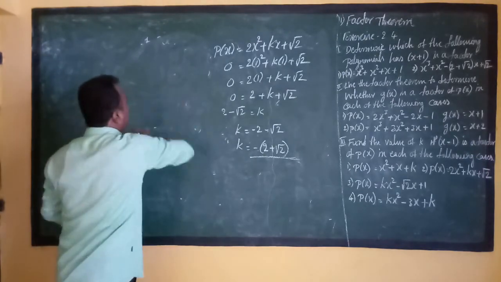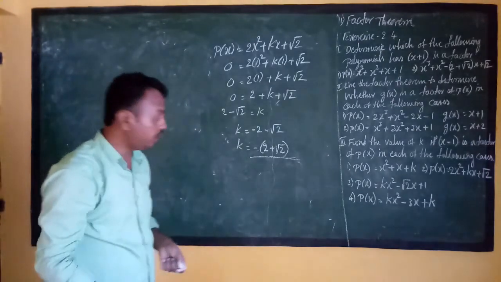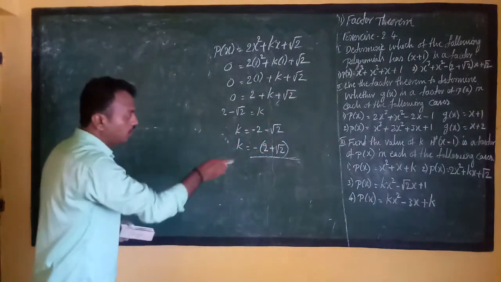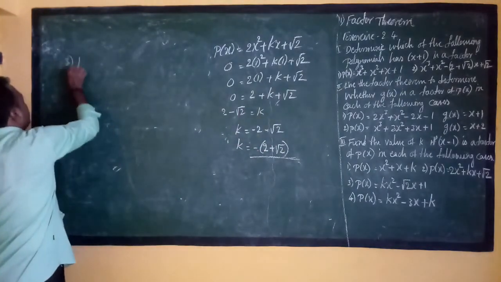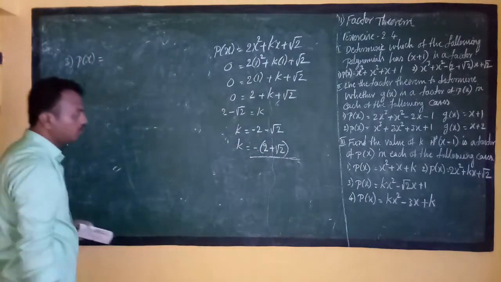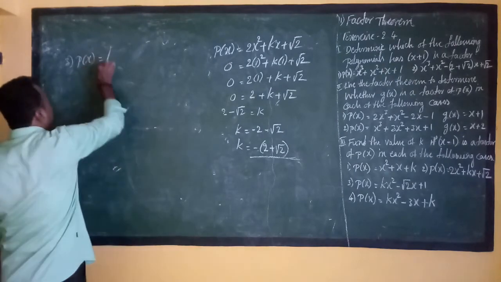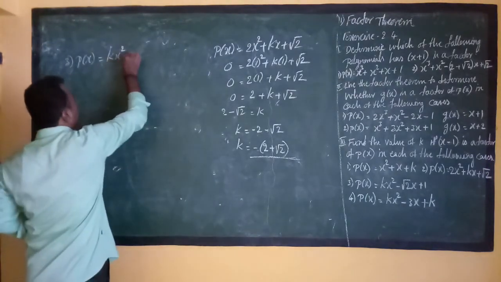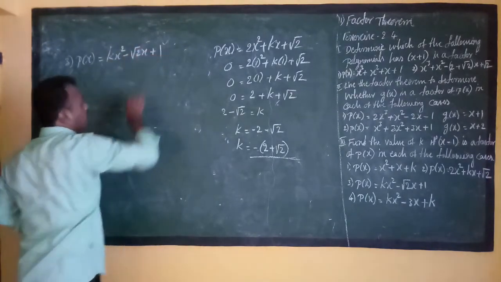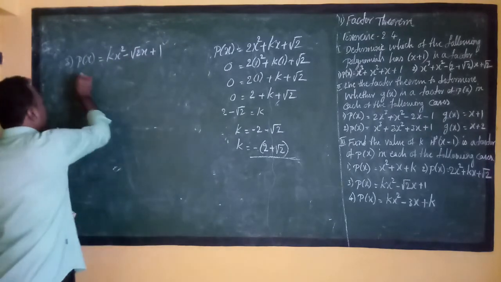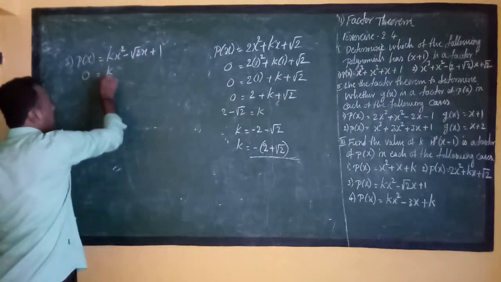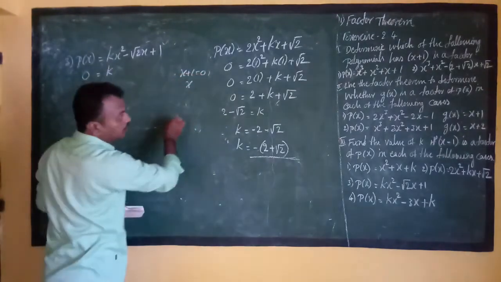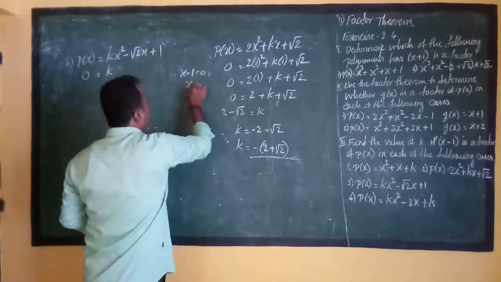I will show one of the questions, and the remaining one you have to do at home, students. So I will take the third one, and the fourth one you have to do at home. So the third one, what is that? P of x is equal to kx square minus root 2 x plus 1. Same, P of x becomes 0, which is k into the x value. Same x value: x minus 1 is equal to 0, and x is equal to plus 1.